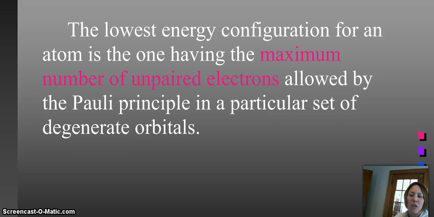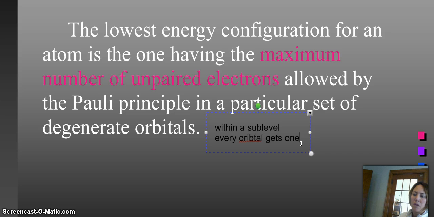Okay, so here's Hund's rule, maybe in words that you can write down. The lowest energy configuration is the one having the maximum number of unpaired electrons, which basically means, again, every orbital within a sublevel gets 1 electron before any one can have 2. Everybody gets 1 before anybody can have 2. That is Hund's rule.